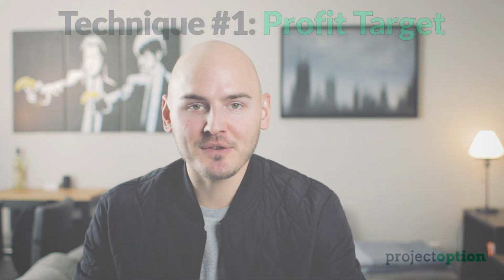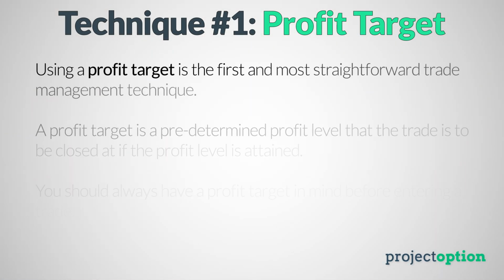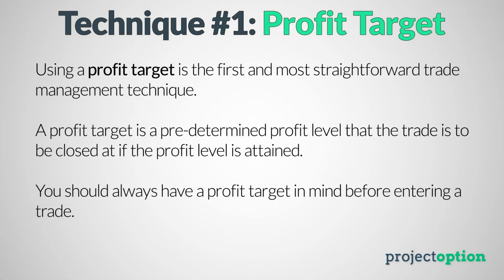The first and most straightforward trade management technique is, of course, using a profit target. A profit target is a very simple trade management technique because as soon as you enter the trade, you should have an idea of when you're going to close that trade if it works in your favor, and you can even set a GTC or good till canceled order to close that trade as soon as it hits your profit target.